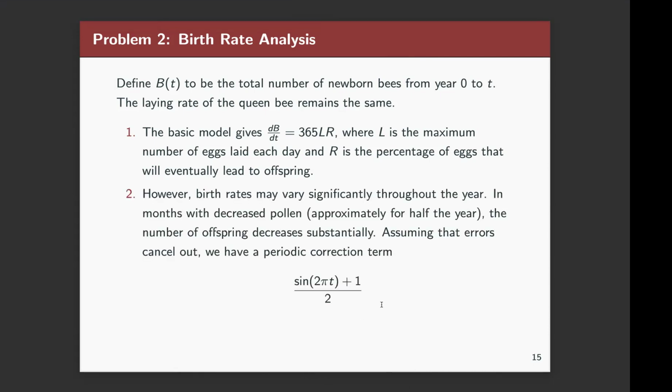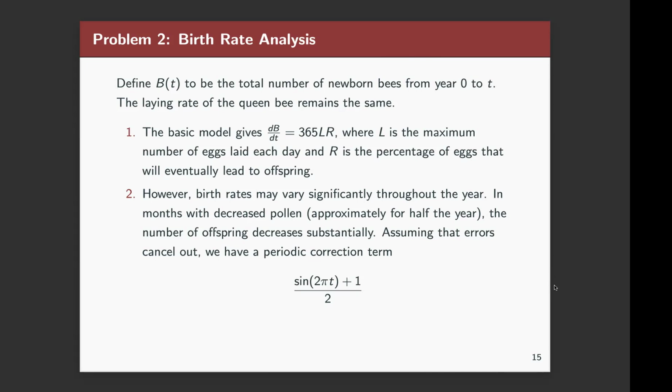But this is not a very effective model because, as you've all mentioned, the laying rate is the same for similar weather conditions and similar time periods, but across the 4 seasons, it's going to vary drastically. In the winter, the queen bee produces many fewer eggs than during the summer, let's say. Yes, we haven't gotten to death rate yet. We'll do that later on. And so this birth rate is going to vary significantly throughout the year.